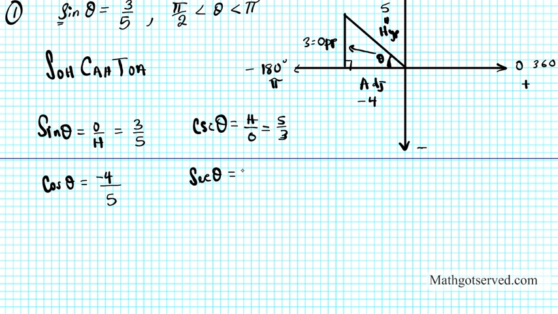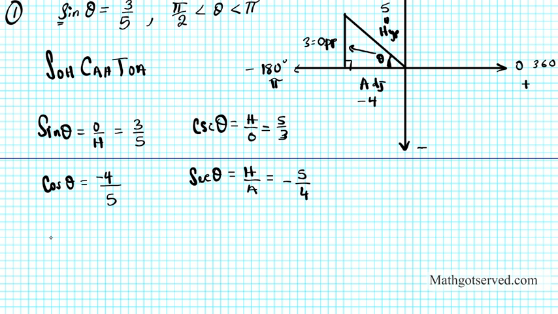And that one is hypotenuse over adjacent. Okay? Now, we can figure that out by simply taking the reciprocal of this term or use the triangle. So secant is going to be negative 5 over 4.